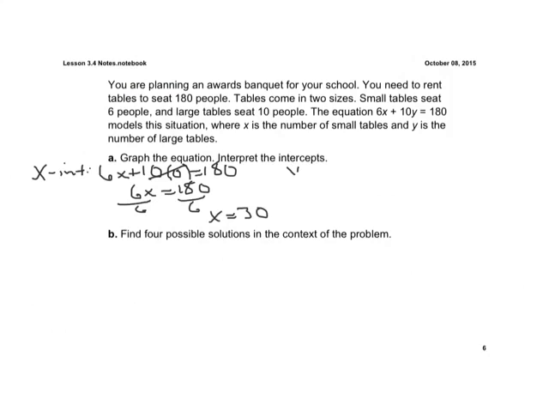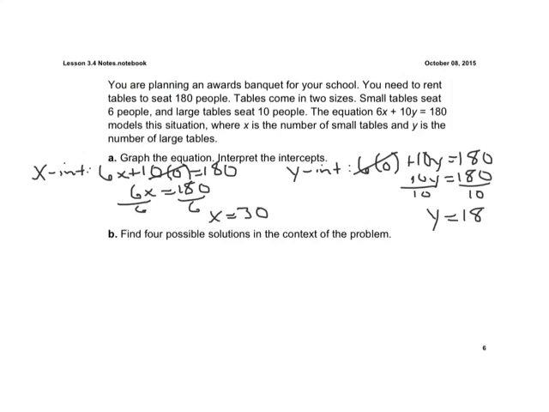Now our y-intercept, let's squeeze this in here. Y-intercept is where x is equal to 0. So 6 times not x, but 0, plus 10y is equal to 180. 6 times 0 is 0. 10y equals 180. Divide by 10, do the opposite. We're multiplying, so we're going to divide. Y equals 18. Okay, so we have our two intercepts. X is 30, y is 18.